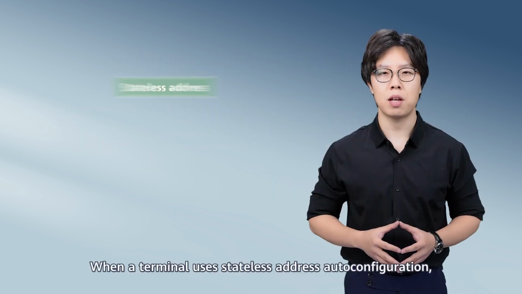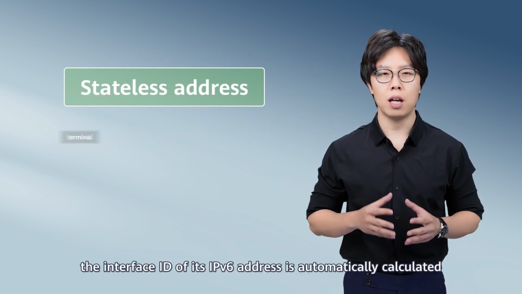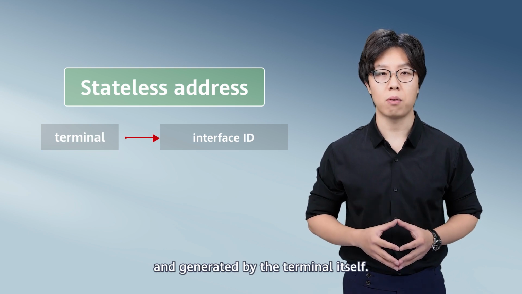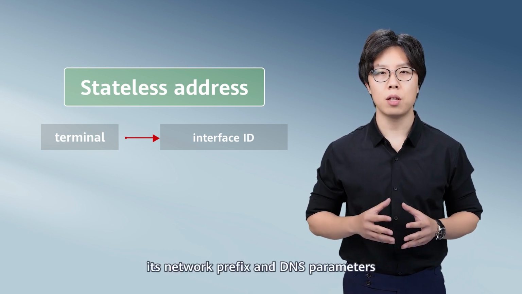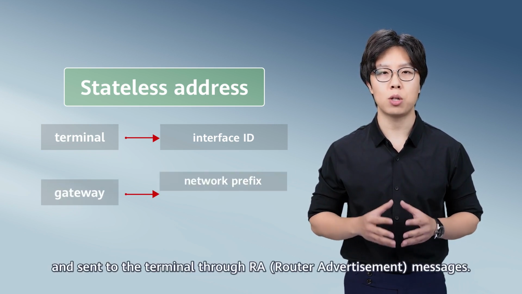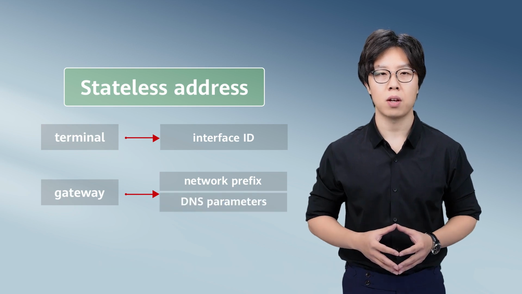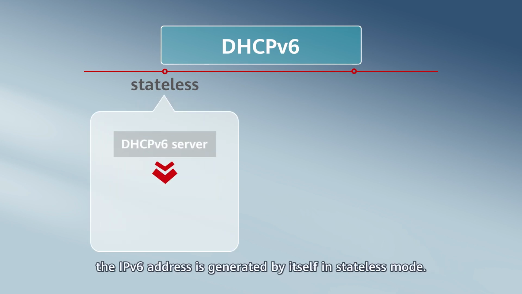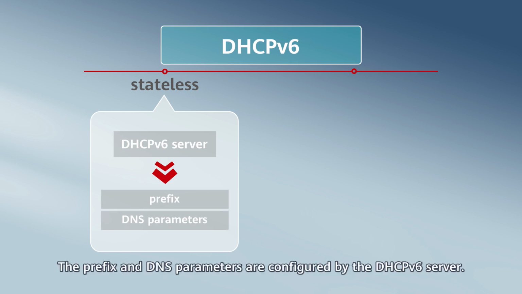When a terminal uses stateless address auto-configuration, the interface's ID of its IPv6 address is automatically calculated and generated by the terminal itself. In the meanwhile, its network prefix and DNS parameters are generated by the gateway and sent to the terminal through RA messages. When the terminal uses DHCPv6 stateless address auto-configuration, the IPv6 address is generated by itself in stateless way. The prefix and DNS parameters are configured by the DHCPv6 server.